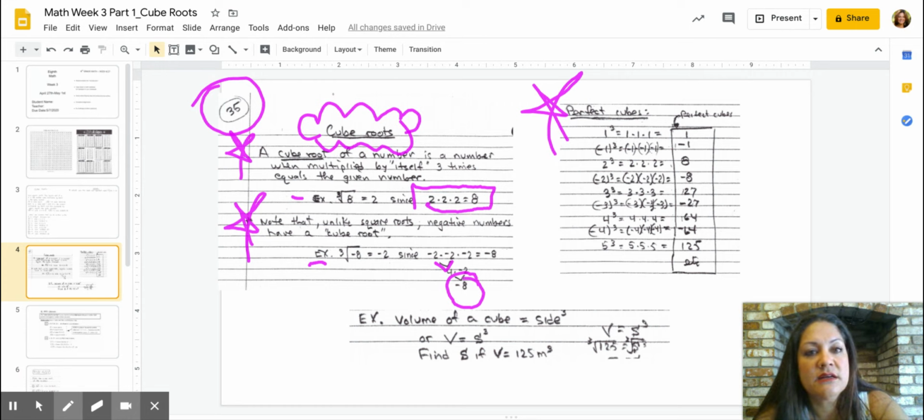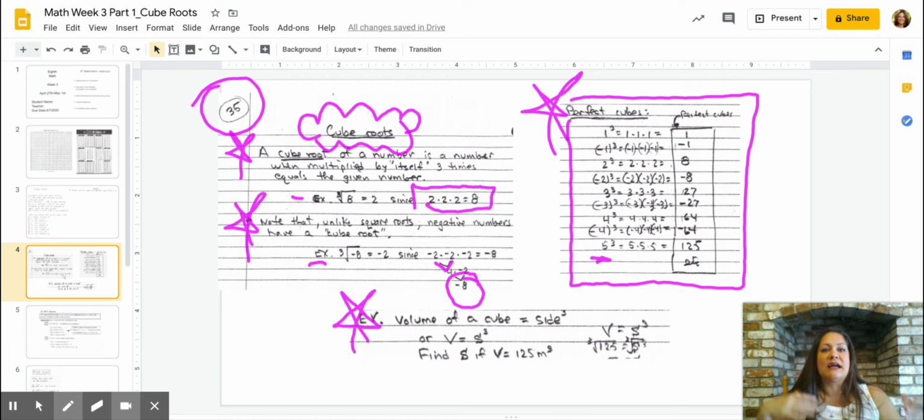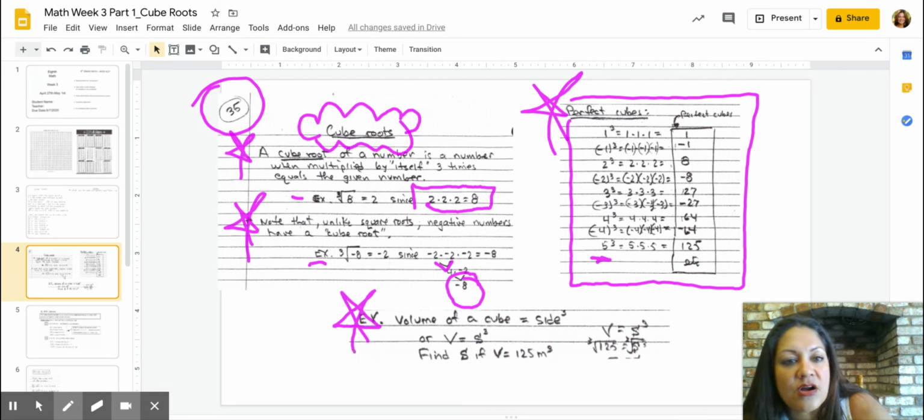Okay, over here we have our perfect cubes, and right here it goes up to 5, and in just a second we will take that cube root up a little higher. And then here is our example. Volume of a cube equals the side cubed. So that means side times side times side. And that is going to be for a cube where all of the sides are equal.